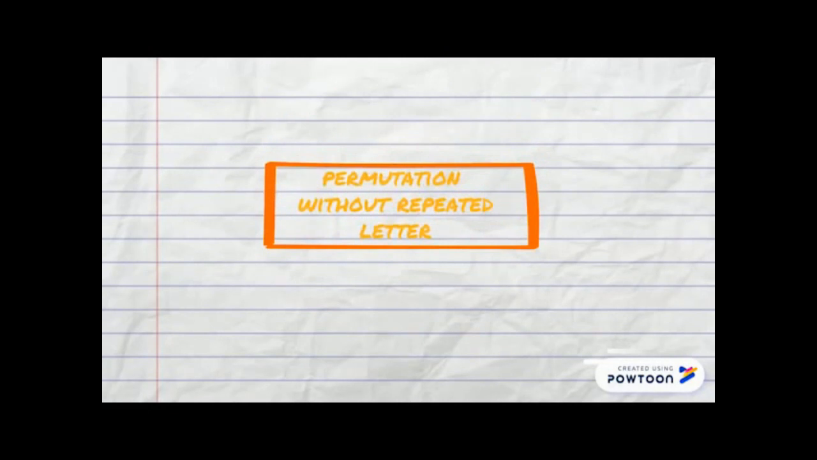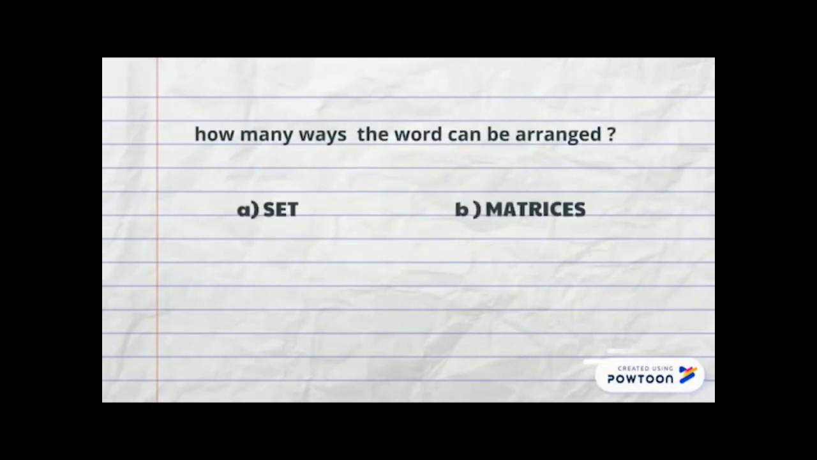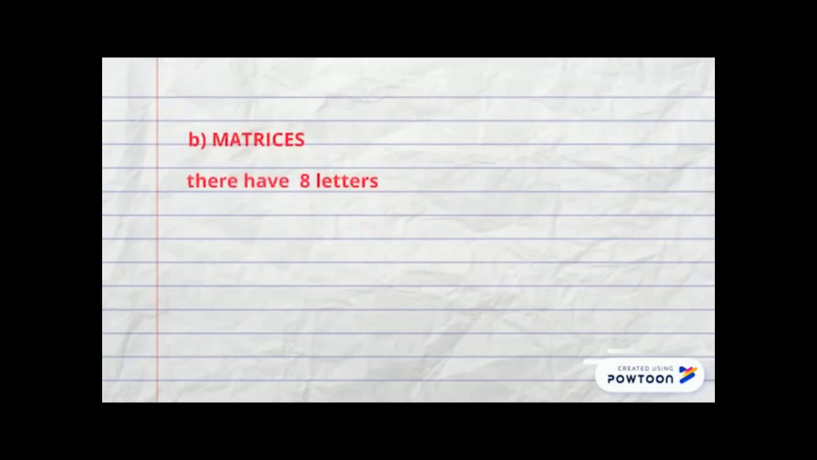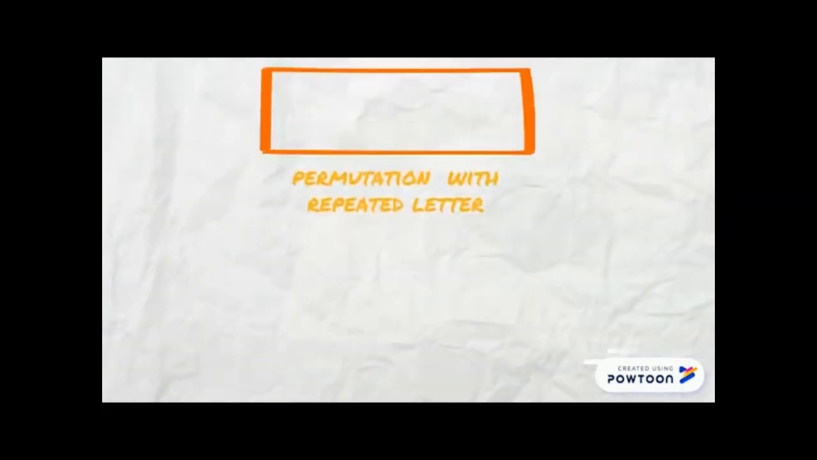Permutation without repeated letters. How many ways can the words be arranged? A. Set. B. Matrices. There are 3 letters in the word set. The ways it can be arranged is 3 factorial. 3 factorial is equal to 3 times 2 times 1, equal to 6 ways. Matrices has 8 letters. 8 factorial is equal to 8 times 7 times 6 times 5 times 4 times 3 times 2 times 1, equal to 40320 ways.